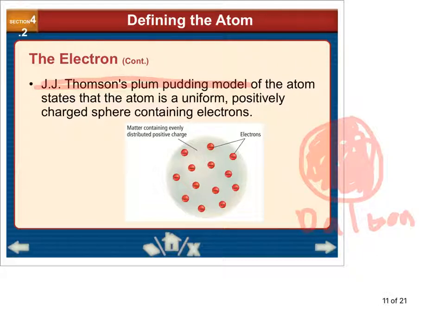He kept it kind of a solid sphere, but he said it was a positively charged sphere. And then there's electrons distributed in here, like little bits of plum in the plum pudding. I've seen it described as a chocolate chip ice cream model, something that's more common today. A plum pudding was very common in Thomson's day in England.